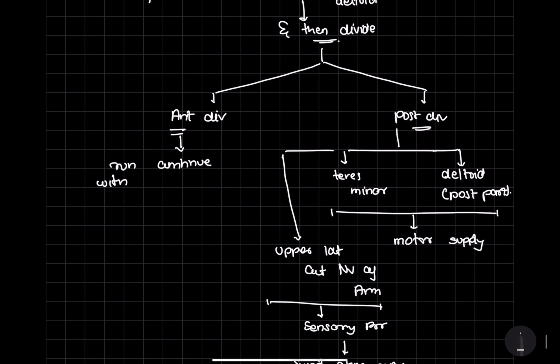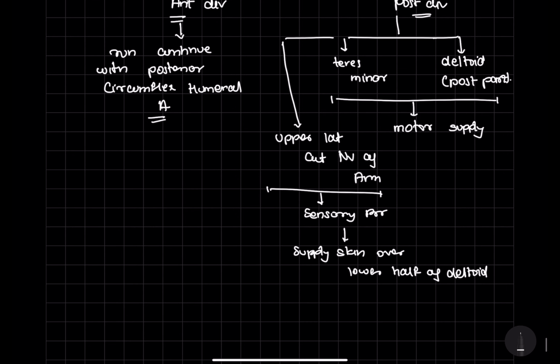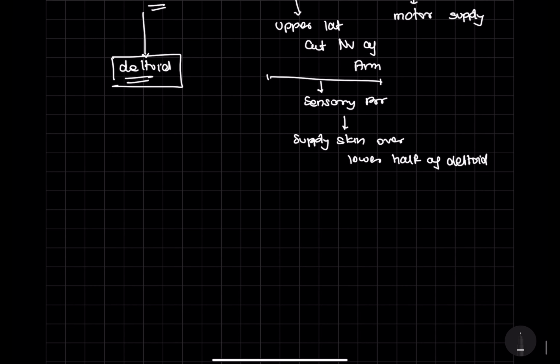And this is going to supply only deltoid. This region supplies only deltoid. This is the motor innervation. The posterior part of the deltoid was supplied by the posterior division of the axillary nerve. This portion, the anterior division of the axillary nerve, is going to supply the anterior part of the deltoid muscle, or the rest of the deltoid.